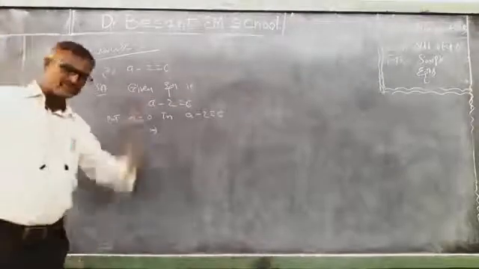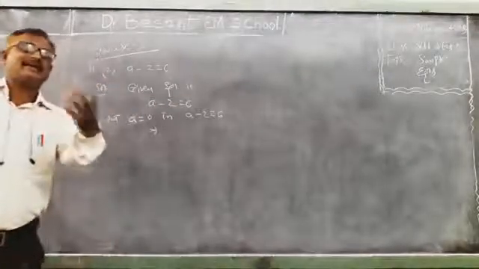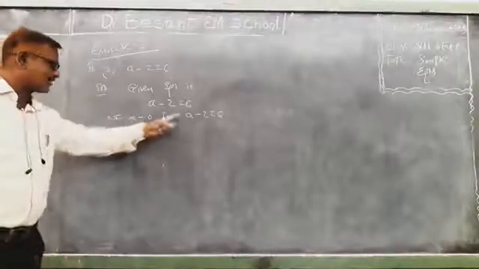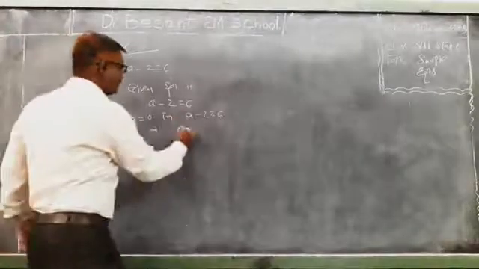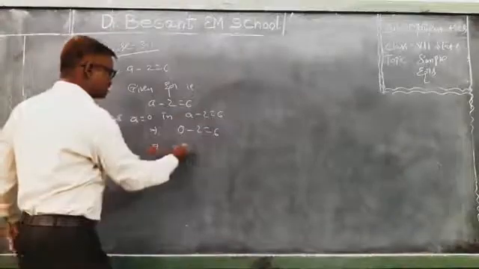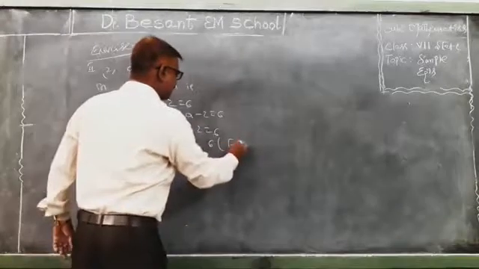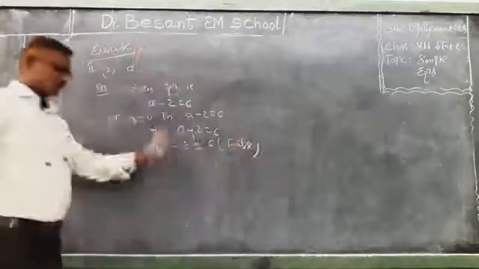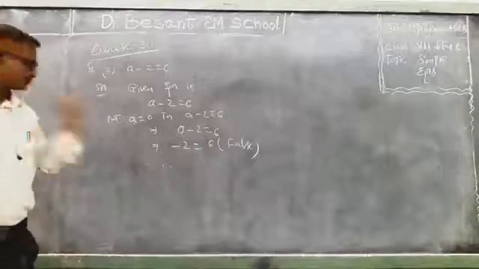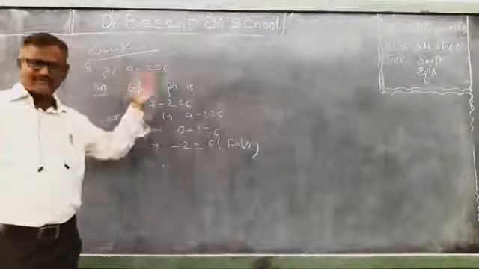So in this equation, what is the variable? a. First, put a equal to 0 in a minus 2 equal to 6. a means 0 minus 2 equal to 6, which is false. So minus 2 equal to 6 is false. So a equal to 0 is not a solution for this equation.